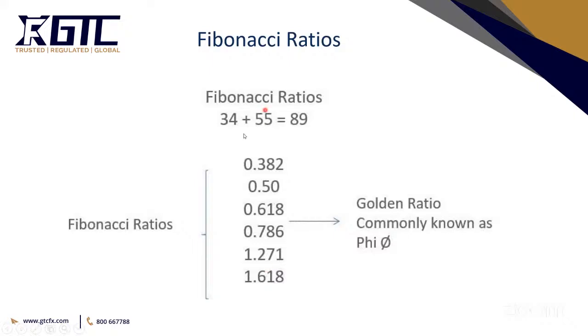Now, believe it or not, it is not only for 34 plus 55 equal to 89. You can pick up any pair that you want. You can do this exercise if you want. 55 plus 89 equal to 144. You pick up that series. Do the same math. Every time you will end up around these ratios. What it means is there is a specific mathematical pattern in which everything in nature moves, and it's applicable exactly the same manner on the charts as well.